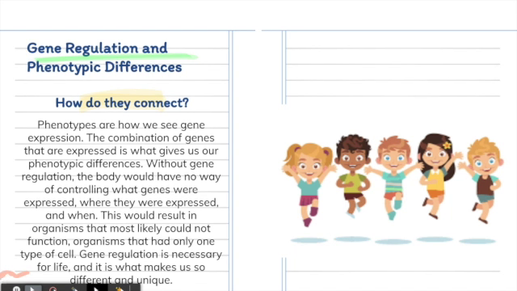Gene regulation and phenotypic differences. How do they connect? Phenotypes are how we see gene expression. The combination of genes that are expressed is what gives us our phenotypic differences. Without gene regulation, the body would have no way of controlling what genes were expressed, where they were expressed, and when. This would likely result in organisms that could not function at all, organisms that had only one type of cell. Gene regulation is necessary for life, and it is what makes us so different and unique.